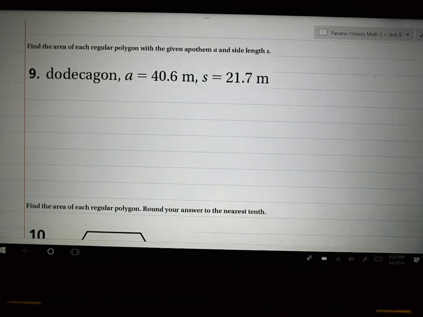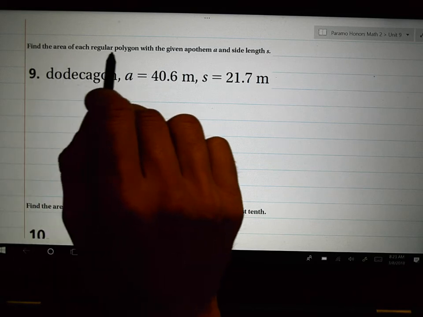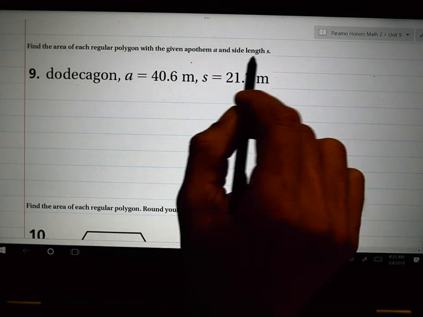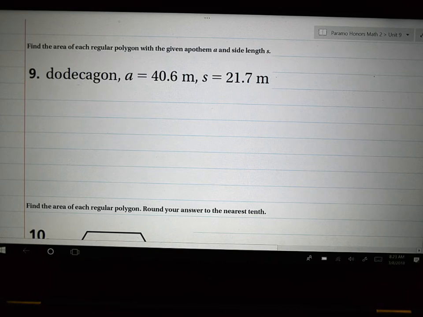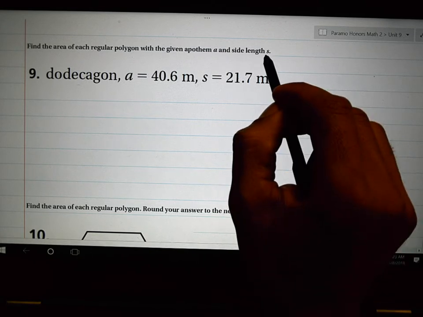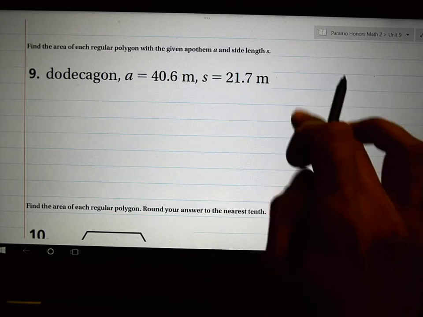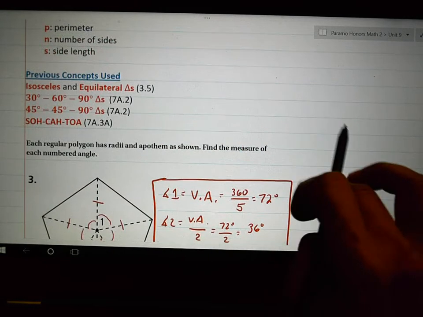Now let's make it harder. Number 9. Find the area of each regular polygon with the given apothem and side length. What I want you to notice about what is given: you're given a side length S and you're given an apothem A. And I gave you 2 formulas that you could use.